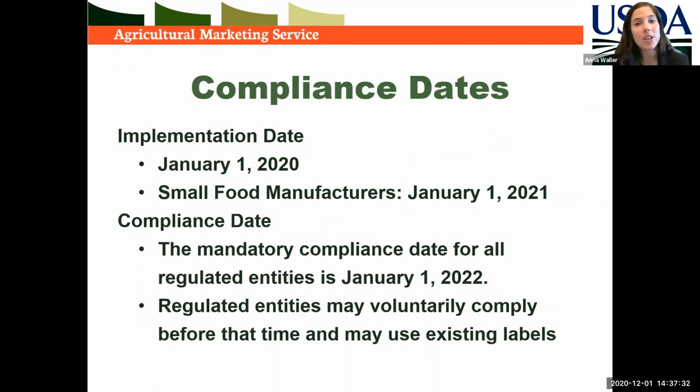The implementation date is the date when regulated entities should prepare to fully comply with the standard. The compliance date, January 1st, 2022, is the date by when all bioengineered foods entering the stream of commerce must be labeled in compliance with the standard. Regulated entities may voluntarily comply before that time and may continue to use labels that were in compliance with state laws that are now preempted until January 1st, 2022.